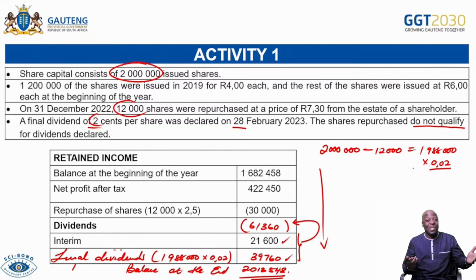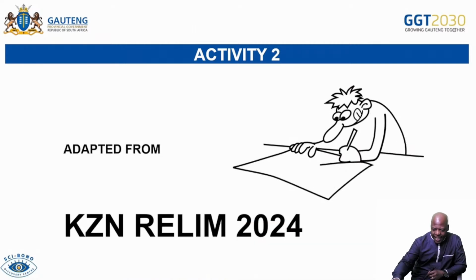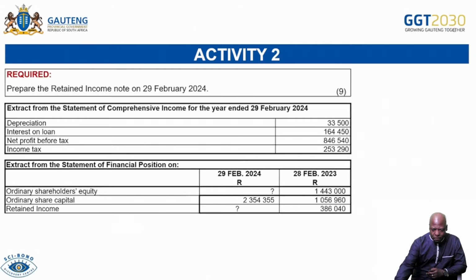Okay, you already saw the next activity that I'm going to do with you, so we might as well just start it. Here it is. This is from the KZN prelim for the year 2024. Let's see what they had for us here. Required, prepare the retained income note. So it's more or less the same thing.